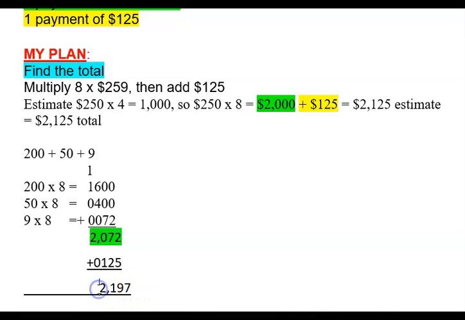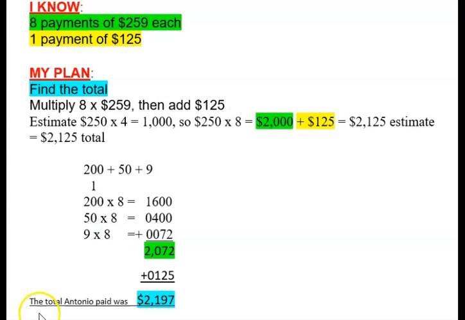So, the total amount that Antonio paid was $2,179. Let's answer in a complete sentence. The total Antonio paid was $2,179. Is this close to our estimate of $2,125? Yes, it's pretty close. So I think we got the correct answer. Great job, everybody. And congratulations to Antonio for paying off his car. What's your dream car?